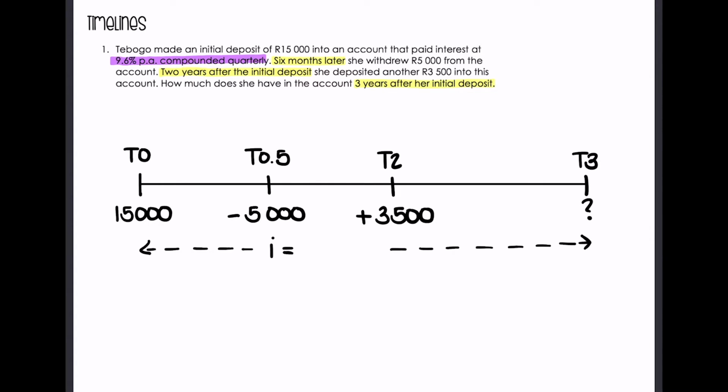So the I value is going to be the interest rate, 9.6%, so the I value is 9.6 divided by 100, which is 0.096. However, this interest is compounded quarterly. Remember, if it's compounded quarterly, divide it by 4. If it's compounded monthly, divide it by 12. If it's compounded daily, divide it by 365.